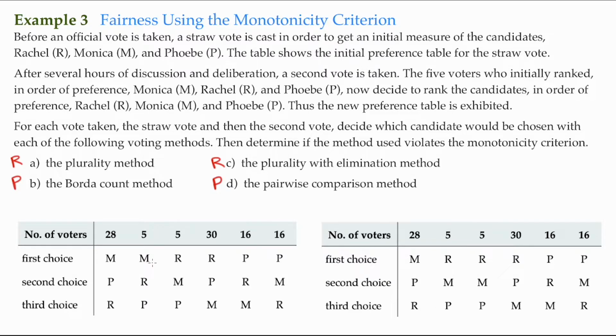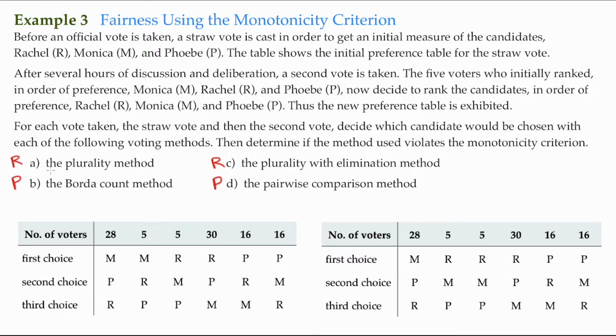And what's changed? Well, Monica and Rachel in the original straw vote here, they've switched. But as you can see, in the original vote, the straw vote here, Rachel has 35 points. Over here, she's gained 5 more, so she now has 40 points. So the monotonicity criterion says that she should still win. She gained points, so she should still win.